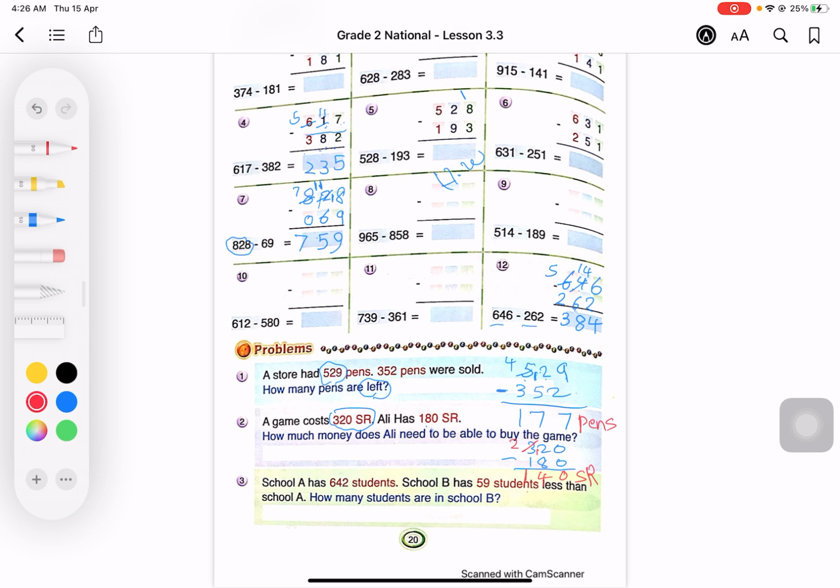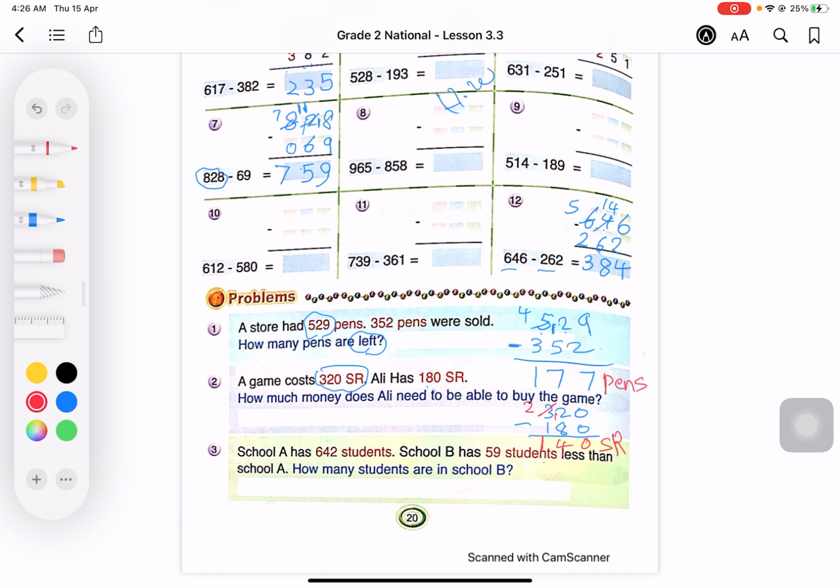Now let's do the last question. School A has 642 students. School B has 59 students less than school A. How many students are in school B? And there are two schools. One of the schools has 642 students. The other school has the same but less by 59.